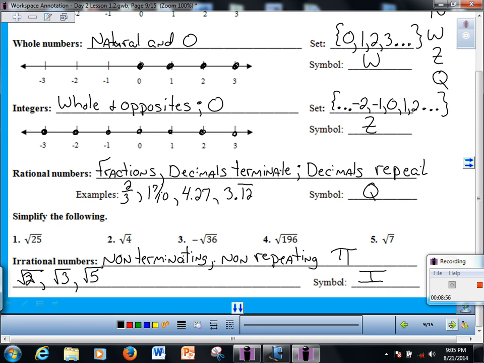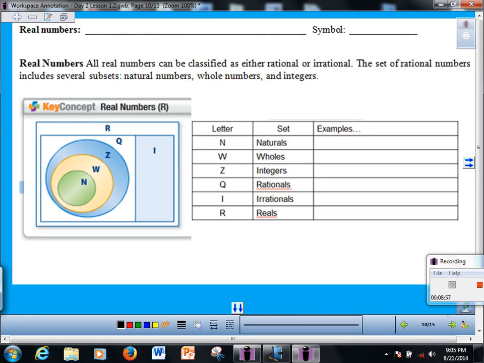And if I go on to my next page, the real numbers would be all of the rational numbers and all of the irrational numbers. A number cannot be both irrational and rational. It's one or the other. The symbol for a real number is the R. Okay? So what I'd like to do is give you a cheat sheet that you could use on your homework and on your homework quizzes.